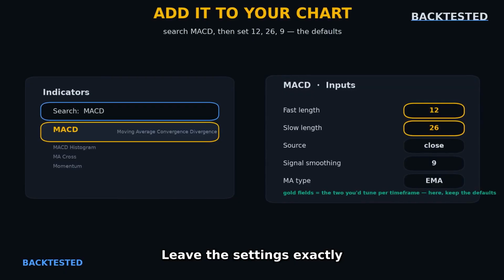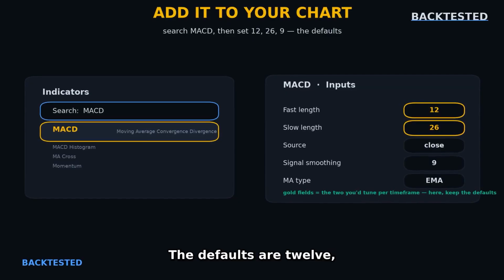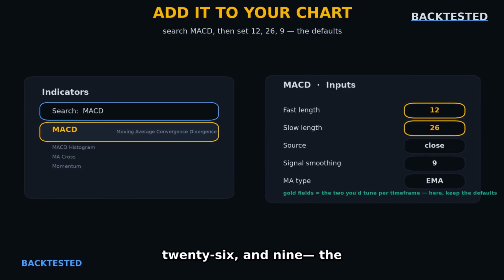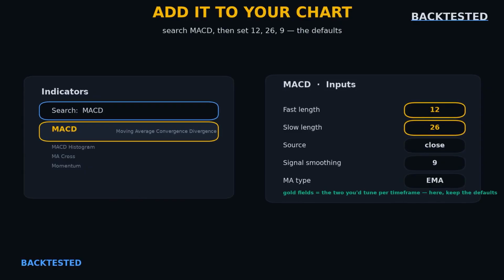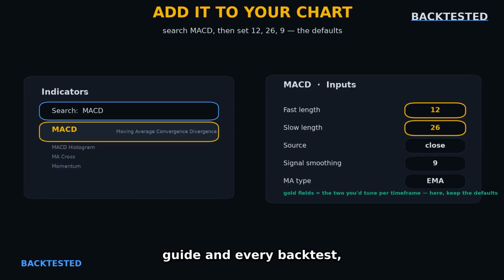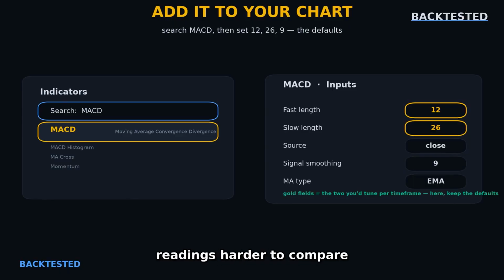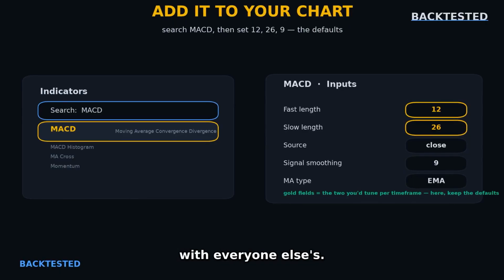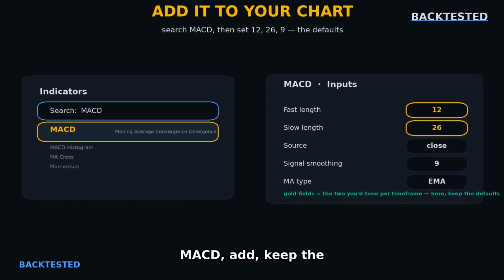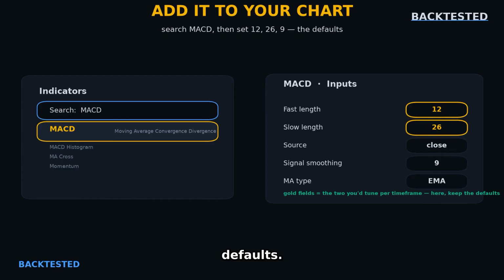Leave the settings exactly as they load. The defaults are 12, 26, and 9. The numbers nearly everyone uses, and the numbers every guide and every backtest, including ours, is built around. There's no need to tweak them when you're learning. Changing them just makes your readings harder to compare with everyone else's. So, open indicators, search MACD, add, keep the defaults.